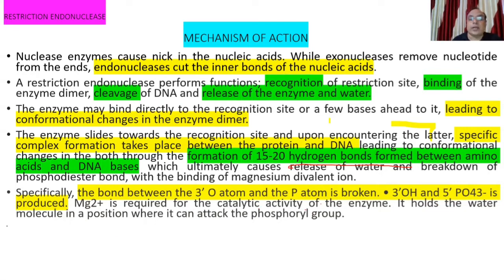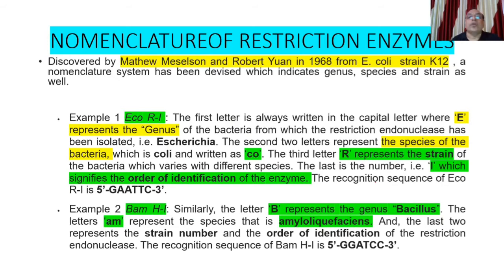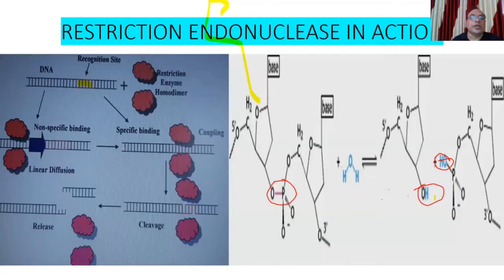Magnesium ion is required for catalytic activity of the enzyme. It holds the water molecule in a position where it can attack the phosphoryl group. So magnesium is holding this water in a position that it attacks the phosphoryl group, and so OH becomes attached to this phosphate, whereas the H gets attached to the sugar, and OH results here too. So that was all about the mechanism, how sticky ends are formed, and at the molecular level, how this breakdown of the phosphodiester bond has taken place.